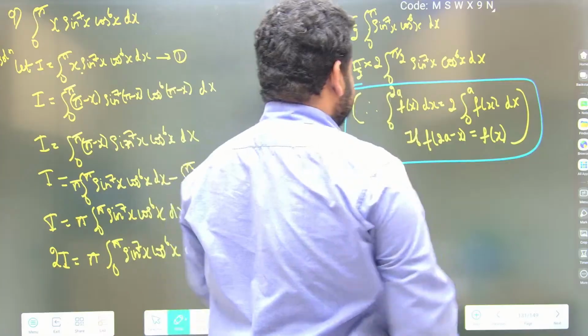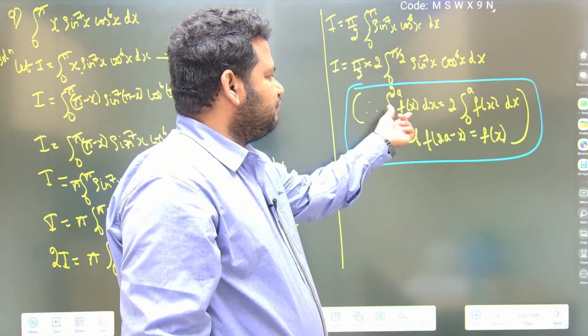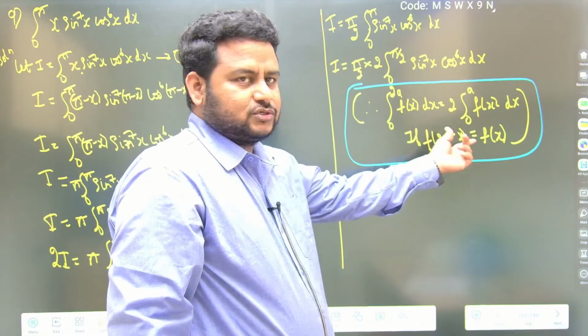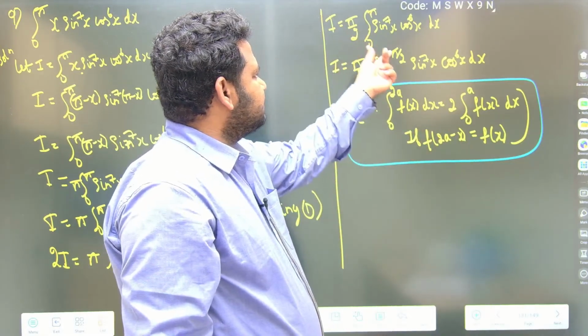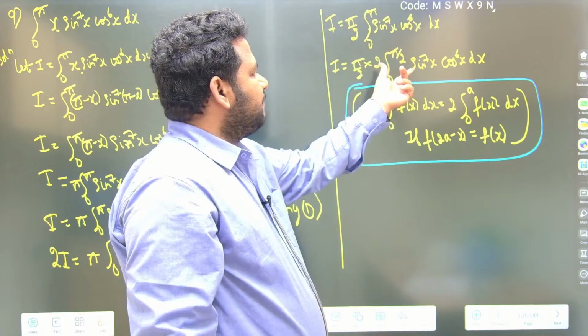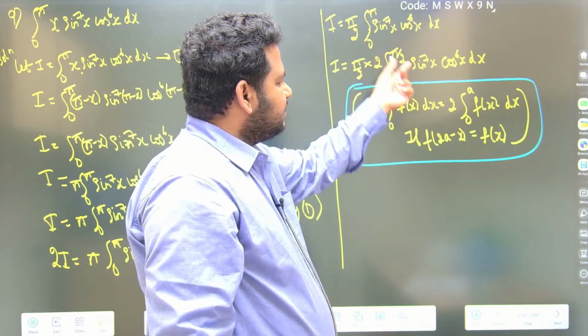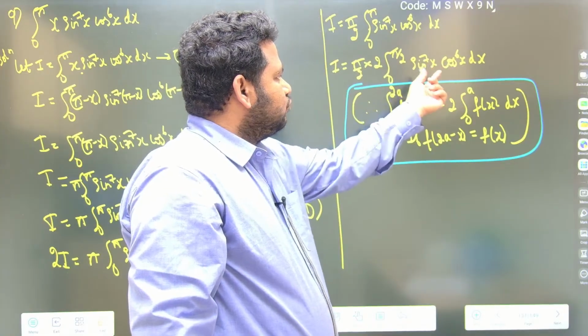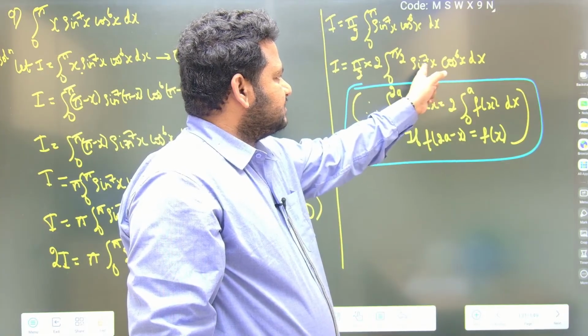Let me repeat. Integral 0 to 2a of f of x dx can be written as 2 times integral 0 to a of f of x dx, if f of 2a minus x is equal to f of x. Here f of 2a minus x. If I apply this here, what will I get? Sin of 2a minus x is sin of pi minus x, sin power 7x.